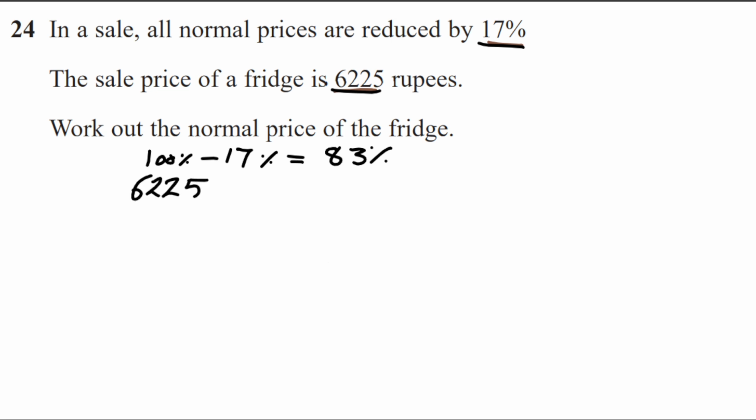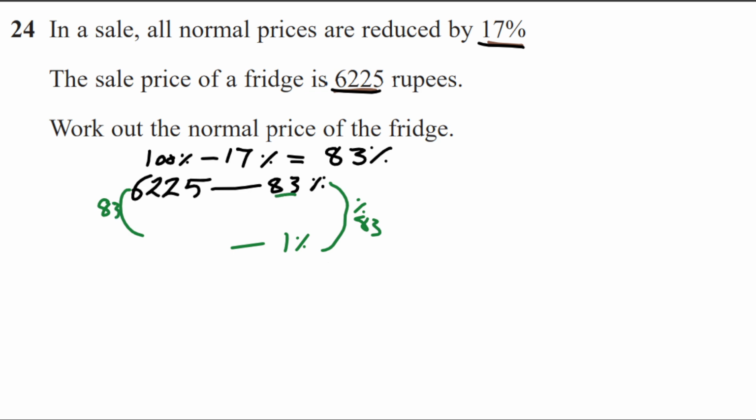That means this 6,225 rupees are 83% of some number. To find that, there are different ways. I like this way, it's easy. Divide by 83 to get just 1%. And divide this by 83 to get the value of 1%. So we divide by this number.